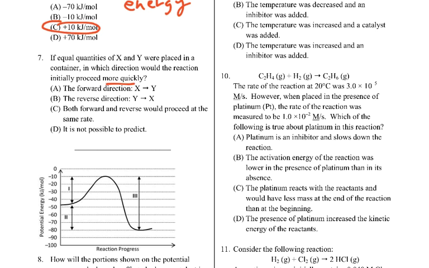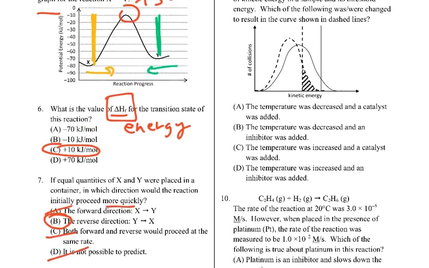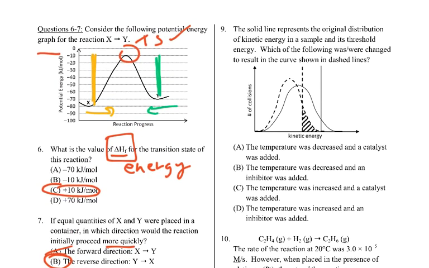Going back to the question, which would be more quickly, the forward reaction or the reverse direction? That looks like the answer. Both would proceed at the same rate? No, it's not possible. So answer B, the reverse reaction would go faster because it has a smaller activation energy.